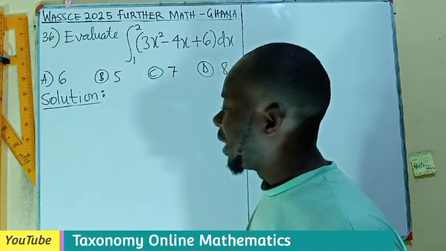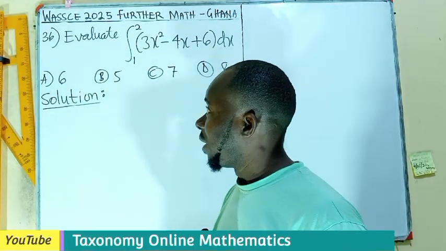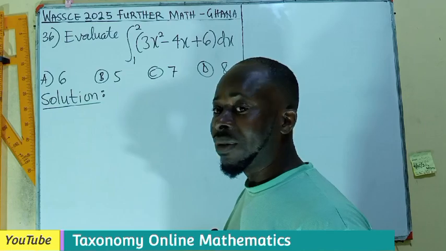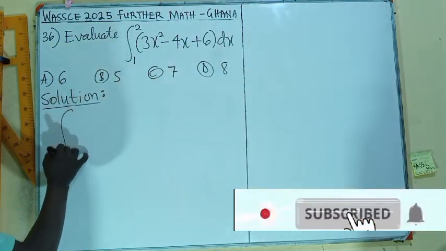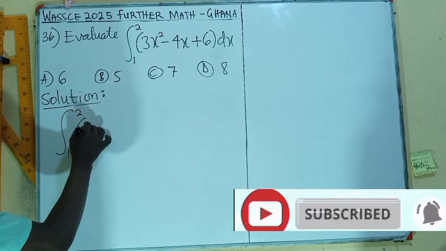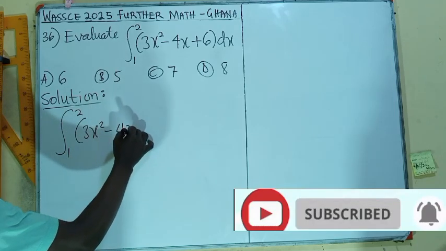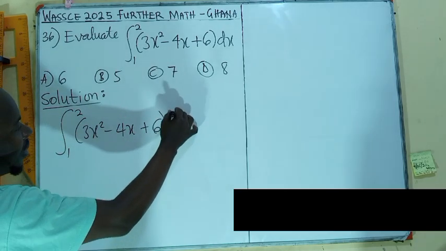This is on definite integral, question 36 of WASSCE 2025 Further Mathematics for Ghanaian students. We are to evaluate the integral from 1 to 2 of 3x² − 4x + 6 dx.